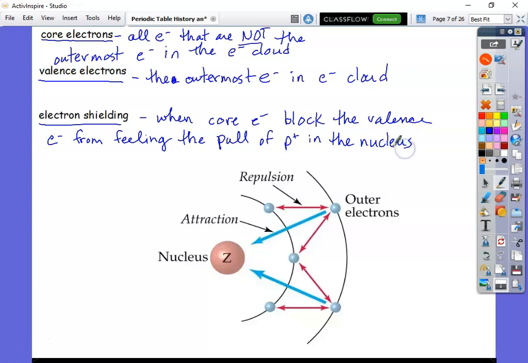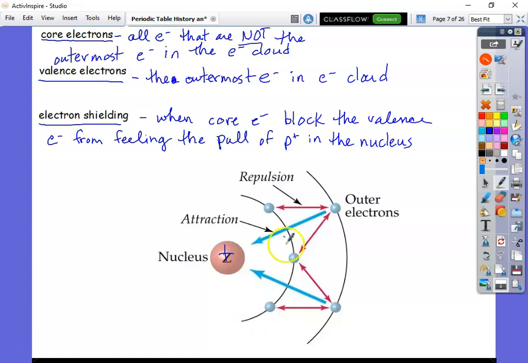And of course, I put the charges of the electron and the proton in these symbols to remind us of that positive-negative attraction. So here's our nucleus, and basically all of the electrons in the atom, being negatively charged, are feeling an attraction to the nucleus because the nucleus has protons that are positively charged.